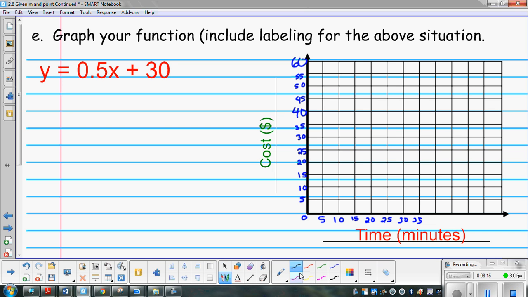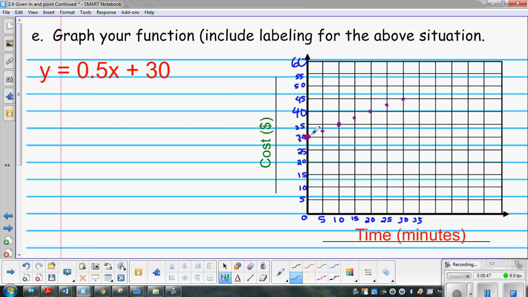When time was 0, Shelby pays $30 no matter how many minutes she talks. After 5 minutes, it was $32.50. Well, that's halfway between 30 and 35. 10 minutes, it went up another $2.50, so she was at 35. 15 minutes, we were at $37.50. 20 minutes, we were at $40. 25 minutes, if you see the pattern here, we could continue.